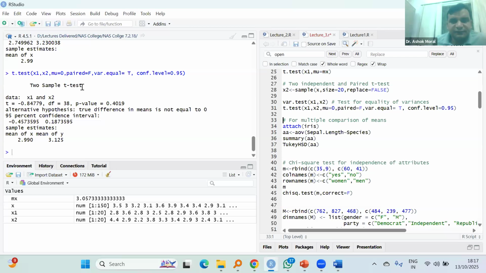Again, you can use the alternative also. Alternative is equal to not equal to, greater than or less than. So in this case, we are getting the p-value as 0.04. 0.40. Which means what? P-value is 0.04. What does it mean? What does it mean? P-value is 0.40.